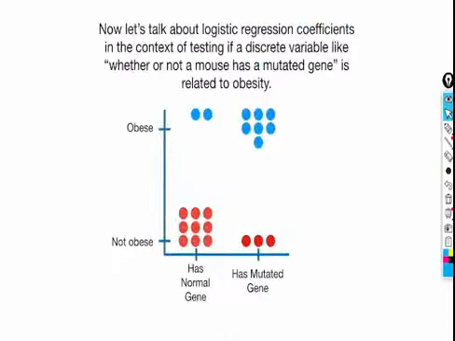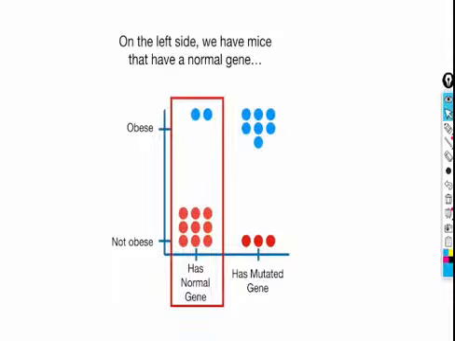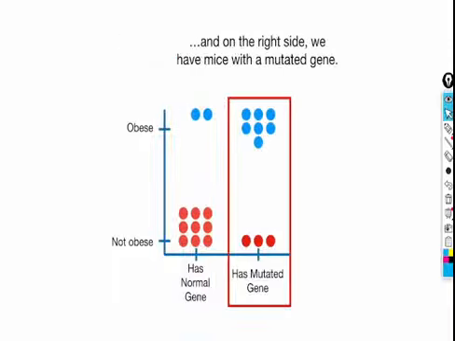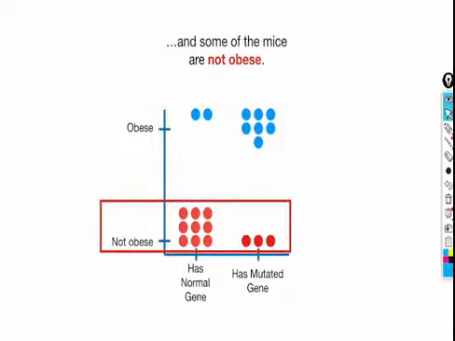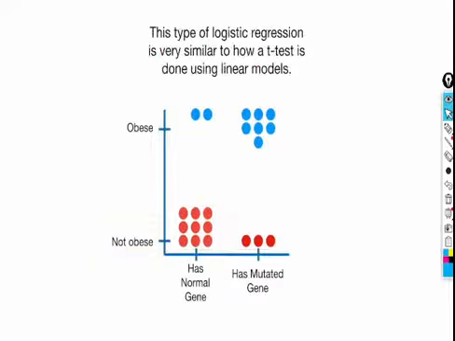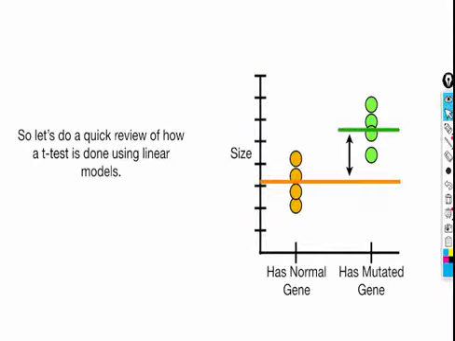Now let's talk about logistic regression coefficients in the context of testing if a discrete variable, like whether or not a mouse has a mutated gene, is related to obesity. On the left side, we have mice that have a normal gene. And on the right side, we have mice with a mutated gene. Just like before, some of the mice are obese, and some of the mice are not obese. This type of logistic regression is very similar to how a t-test is done using linear models. So let's do a quick review of how a t-test is done using linear models.